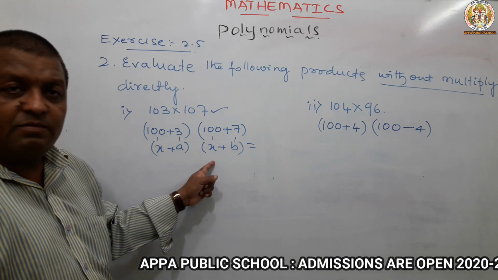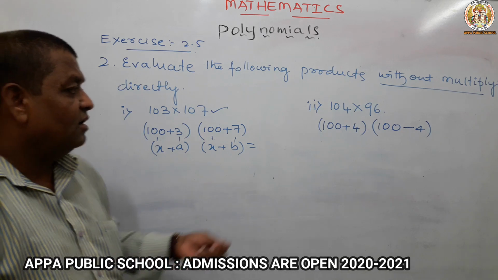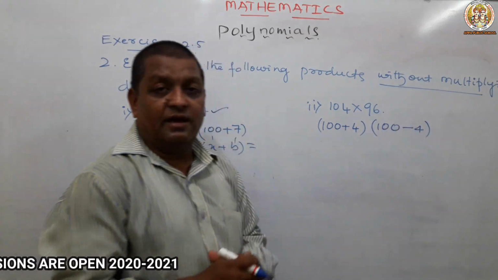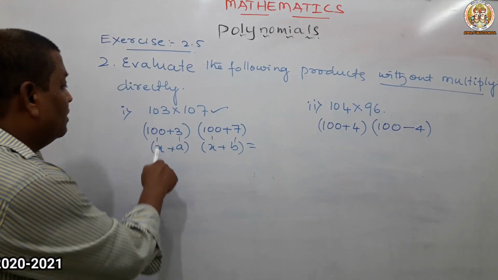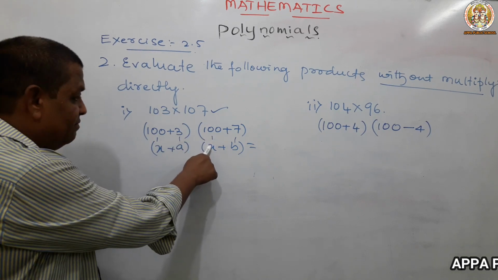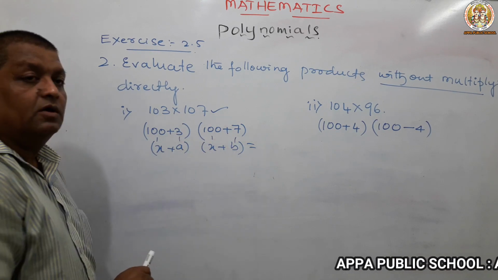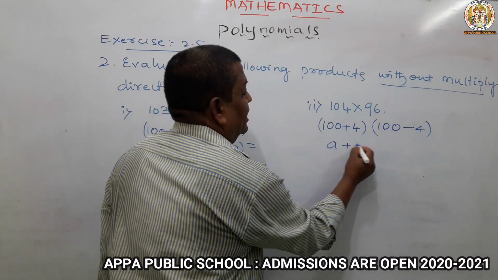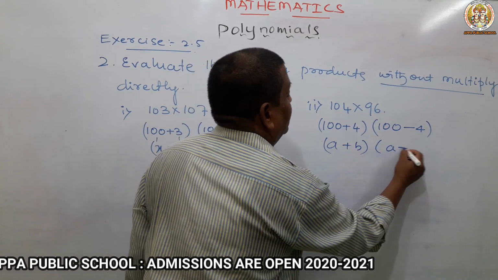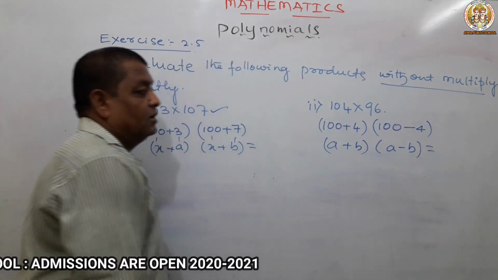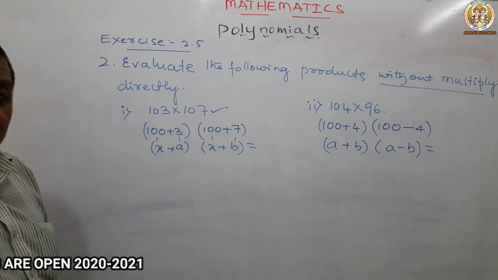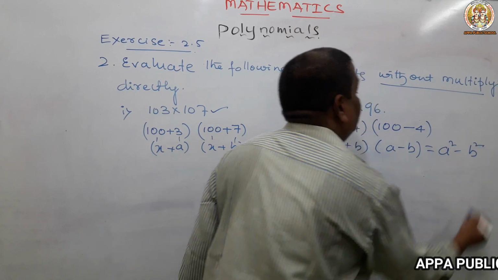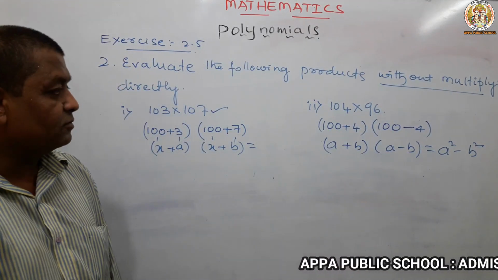If you take (x + a)(x + b), it's not suitable because the first terms are the same, and the second terms are also the same with opposite sign. Here the plus term is the same, but the second terms are different. So that's why this formula is not suitable. Then which formula? Already we know: (a + b)(a − b). What is that? a square minus b square.